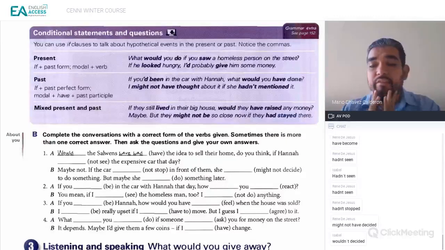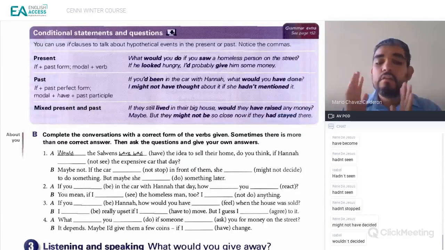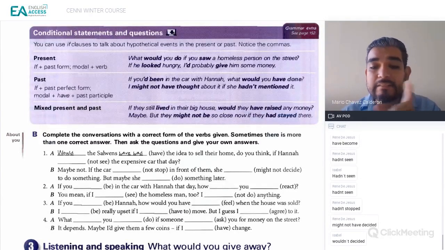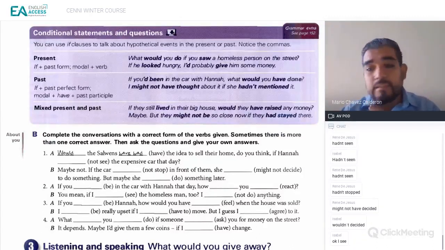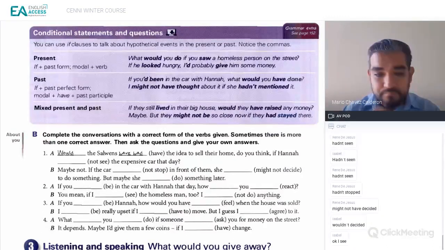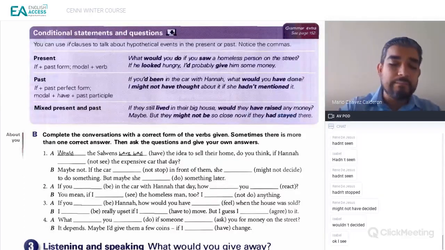Yes, what Rene said is good. Isabel, in your case, the problem is that you're missing half. It should be, it could be, wouldn't have decided. But in this case, in the parentheses, we see might. So we need to use might. So it should be might not have decided, because we're talking about something in the past, something that is hypothetical about the past. She might not have decided to do something, but remember, it's about the past.